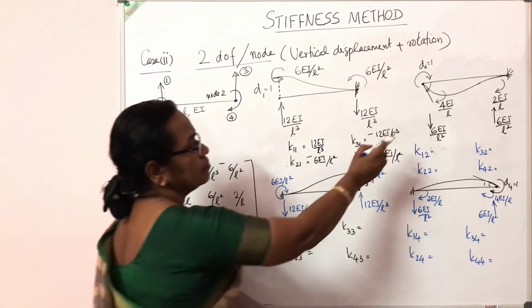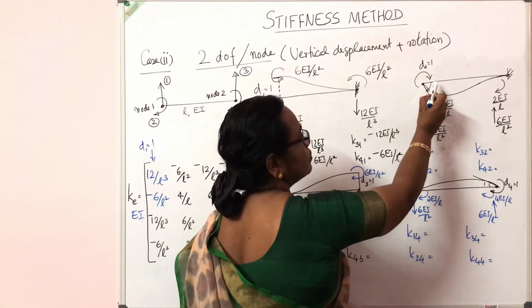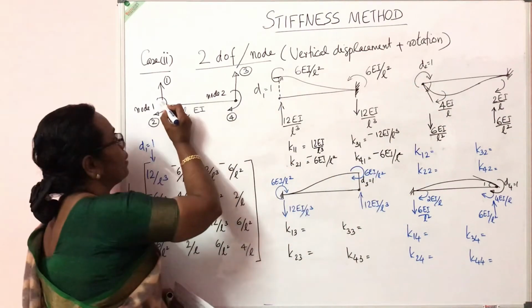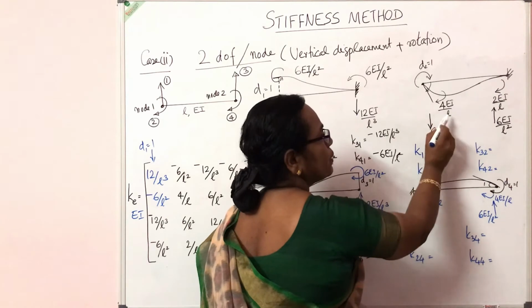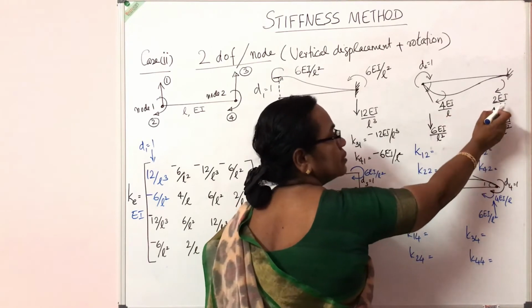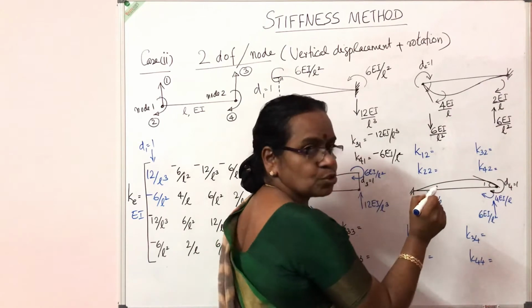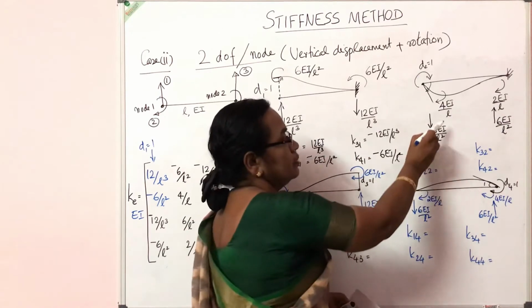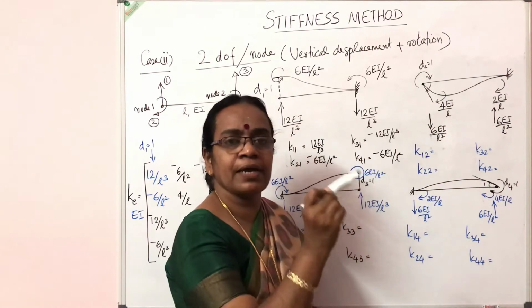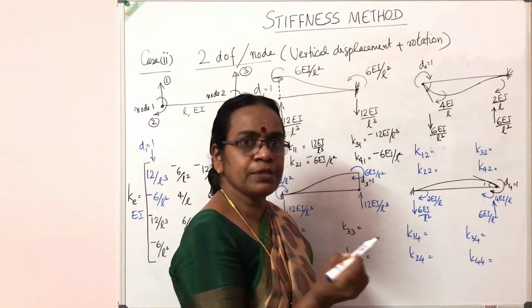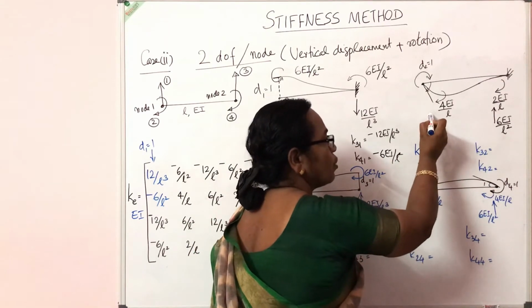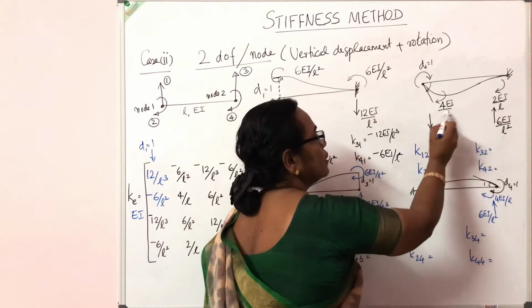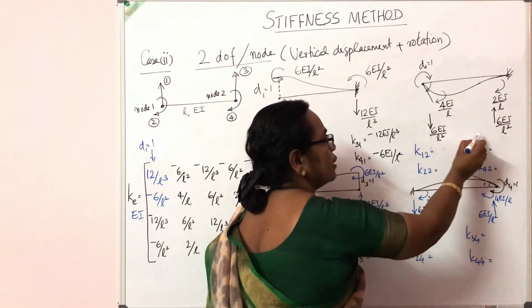Similarly, consider d2 equals 1. d2 equals 1 means you apply unit rotation in the first node. So the moment developed here is 4 Ei by L. The moment developed at the far end is 2 Ei by L. And since 4 plus 2, 6 Ei by L is the clockwise moment, to counteract it, there should be an anti-clockwise couple. So anti-clockwise, left down and right up. The magnitude will be 6 Ei by L square each.